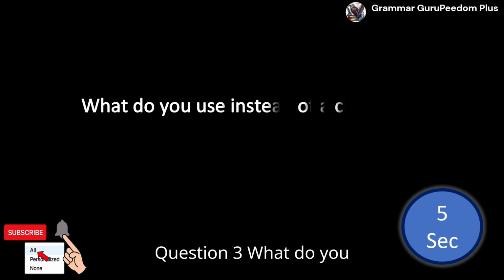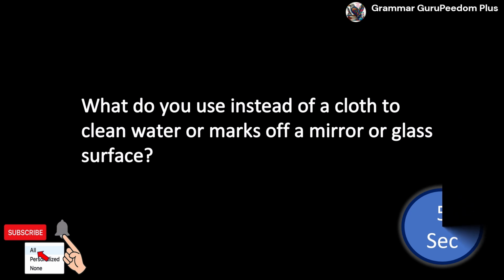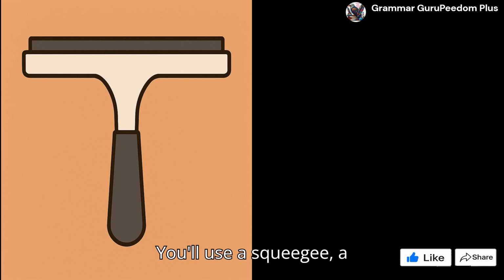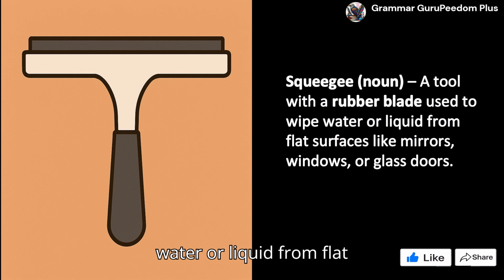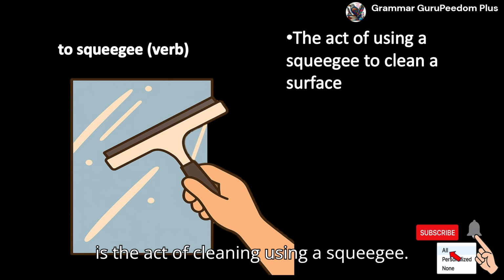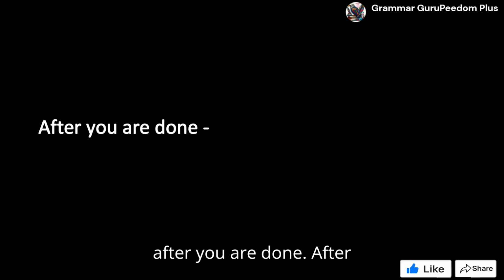Question number 3. What do you use instead of a cloth to clean water or marks off a glass or mirror surface? You'll use a squeegee, a tool with rubber blades to wipe water or liquid from flat surfaces like mirrors, windows, or glass doors. To squeegee is the act of cleaning using a squeegee. Don't forget to squeegee the shower glass after you are done.